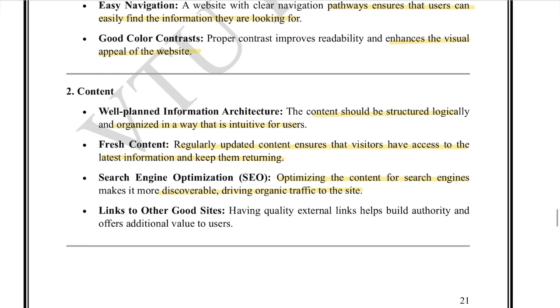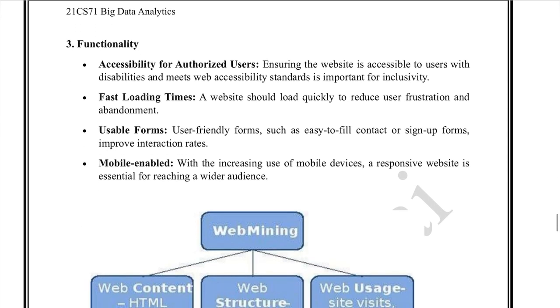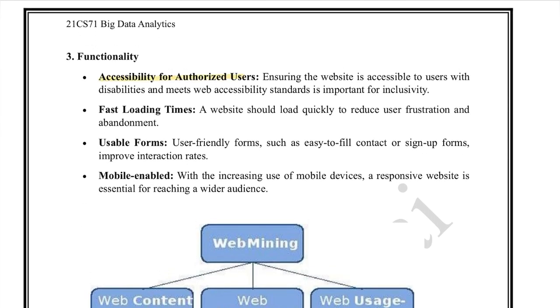Links to other good sites. Having high quality external links may help to build authority and offer additional value to the users. Next is functionality. Functionality, in the sense, accessibility for the authorized users, so they should get all the access over the internet. Next is fast loading time. A website should load quickly to reduce the frustration level for the user. Usable forms. User friendly forms should be there, and you can say some sign up forms to improve the interaction rates. And mobile enabled, in the sense that whatever responsive website you are making should also be deployed the same into an app.